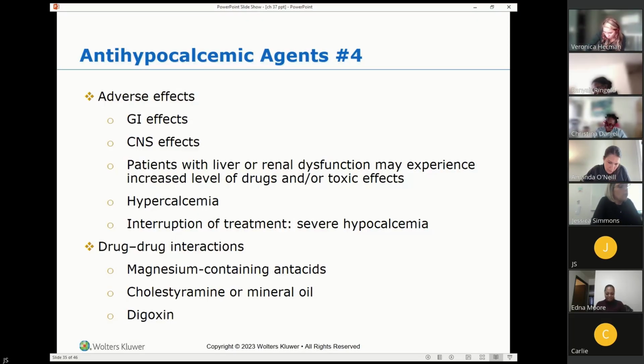So if you take calcitrol with cholestyramine or mineral oil, it will reduce the absorption of the calcitrol. Digoxin toxicity can occur with hypercalcemia. If combining these drugs with digoxin, serum levels and serum calcium levels should be monitored closely. So we've talked about, especially with digoxin, that if you are hypokalemic, you are more at risk for dig toxicity. Well, you also can be at higher risk for dig toxicity with hypercalcemia.